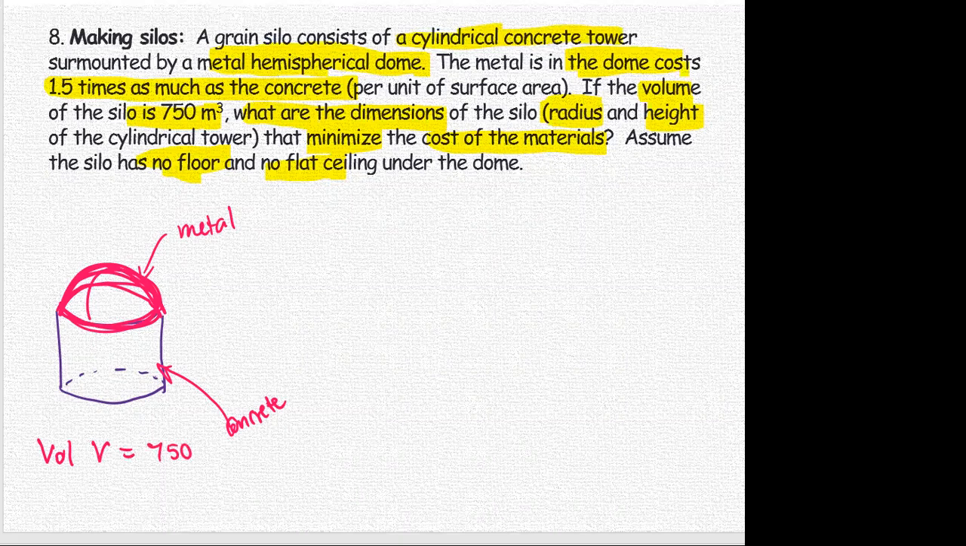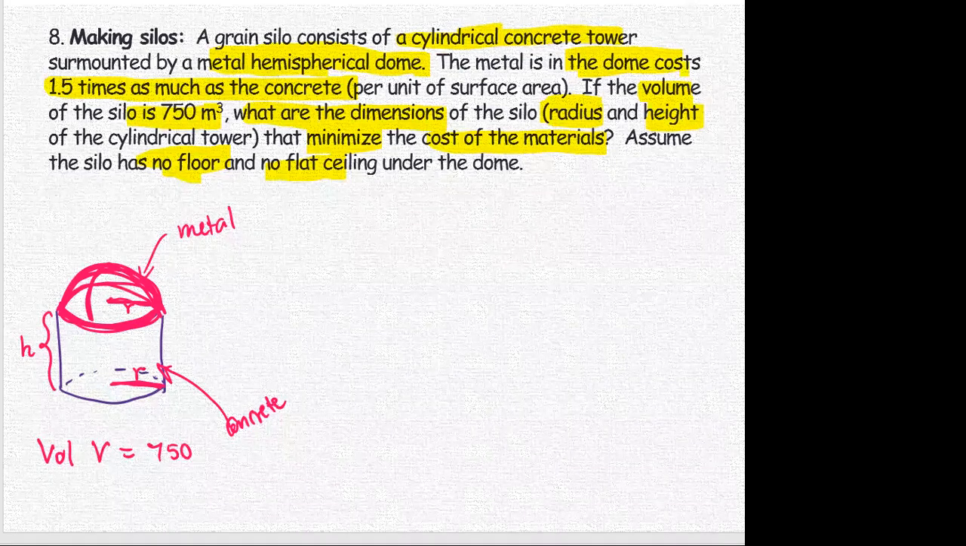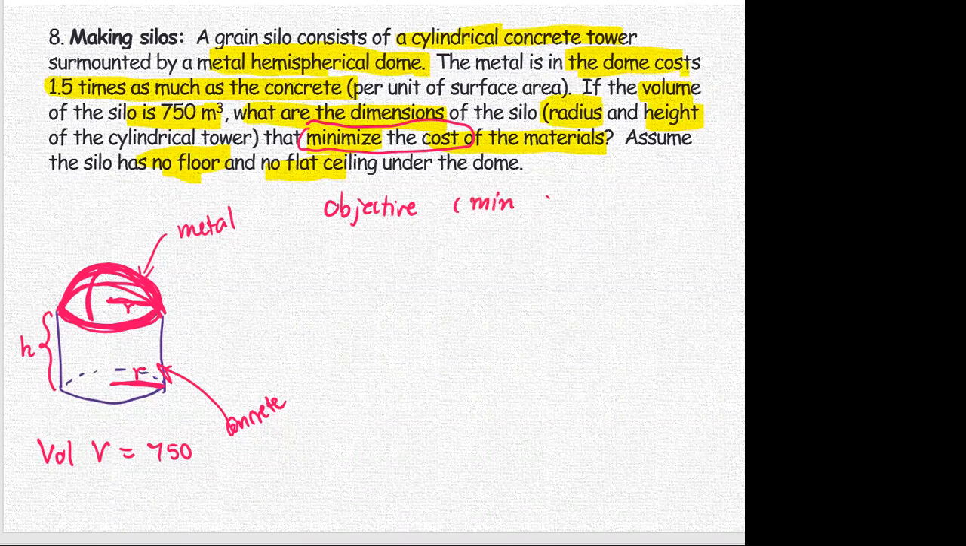As for the dimensions, which are the radius and the height, put in the diagram here, the radius R, the height as the H. For the sphere that sits on top of the concrete silo, the sphere would share the same radius as the body of the silo. So this is also the R. Now from two different shapes, we're going to find the dimensions R and H that minimize the cost of the material. So objective, minimum cost.